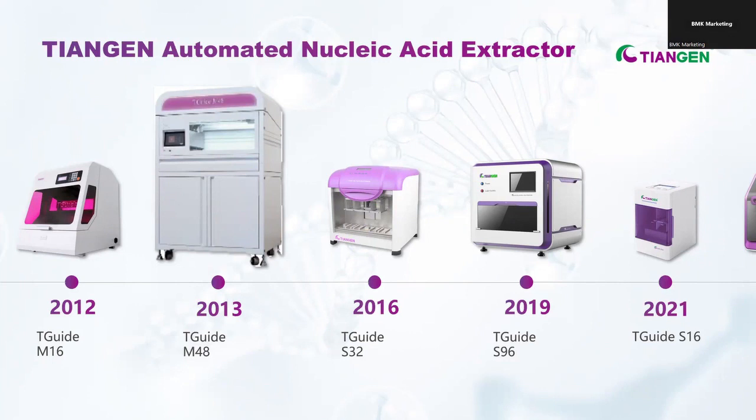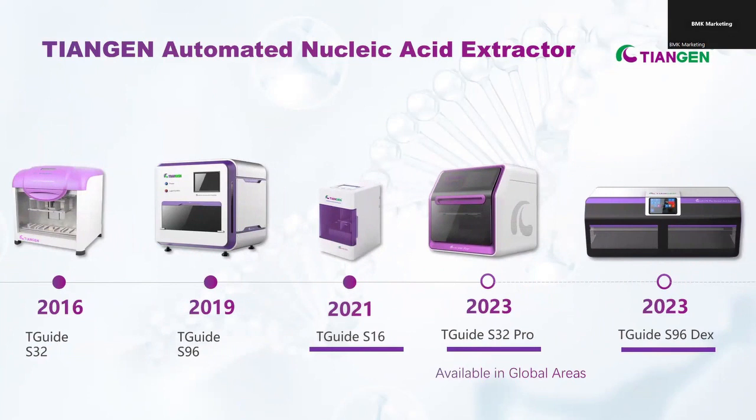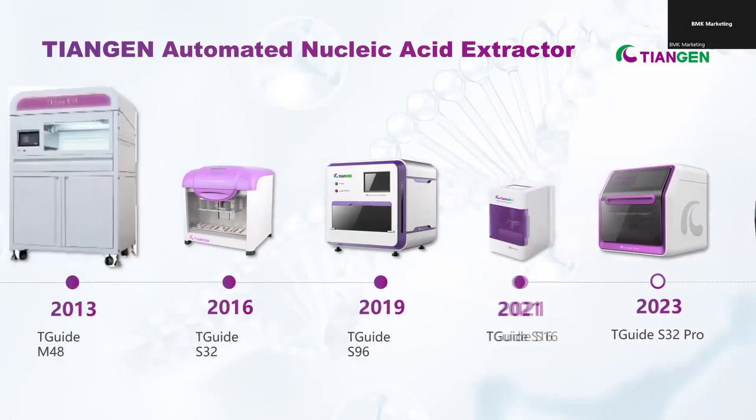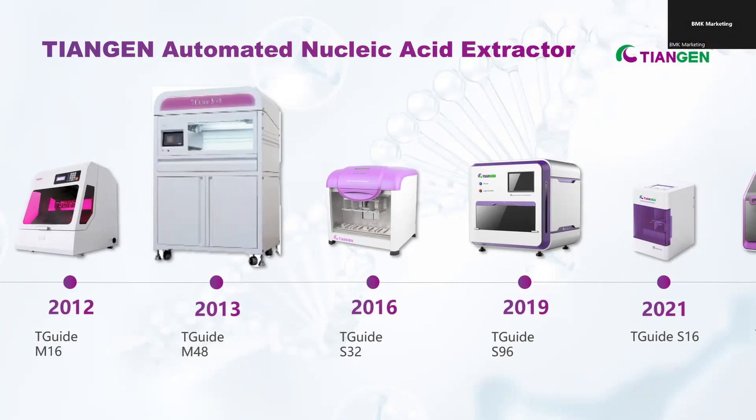In 2021, to cater to the needs of the overseas scientific research market, we designed the S16, which is compact in size, with small to medium throughput, and is compatible with a wide variety of sample types. The S16, in combination with our supporting reagent kit, can meet 90% of nucleic acid extraction needs in the lab.